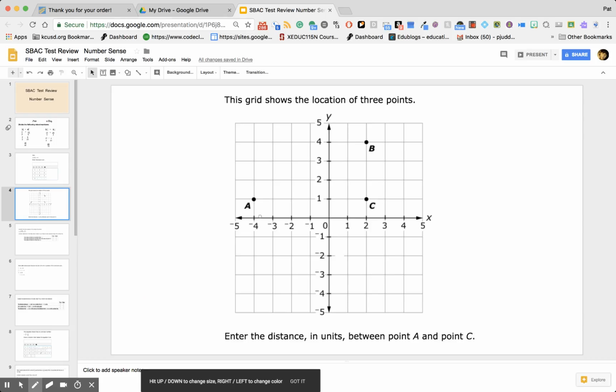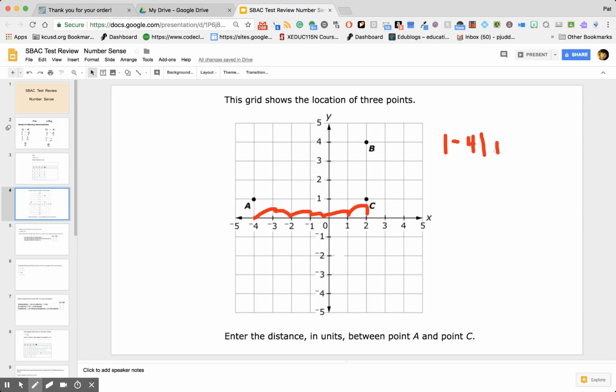Okay, so let's see how many. If I start here at A, I'm going to count over. 1, 2, 3, 4, 5, 6. I have to move 6 units from A to C. The other way you could think about this is I'm going to add the absolute value of -4 and the absolute value of 2. That's what this item is really testing.